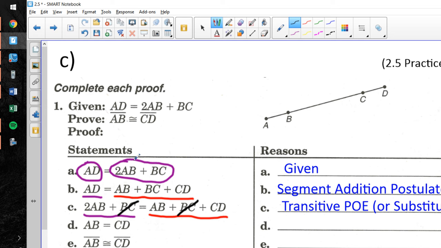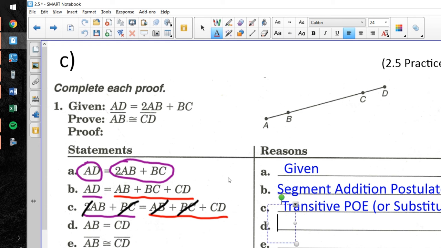What else is missing? There was an AB over here, that's gone. And if you notice, there were two ABs on the left side of statement C, but now we're down to just one. So they got rid of one of those ABs. So anytime that identical terms on both sides of an equation magically disappear, that one right there is going to be the subtraction property of equality. You can subtract whatever you want from one side of an equation as long as you do it from both.